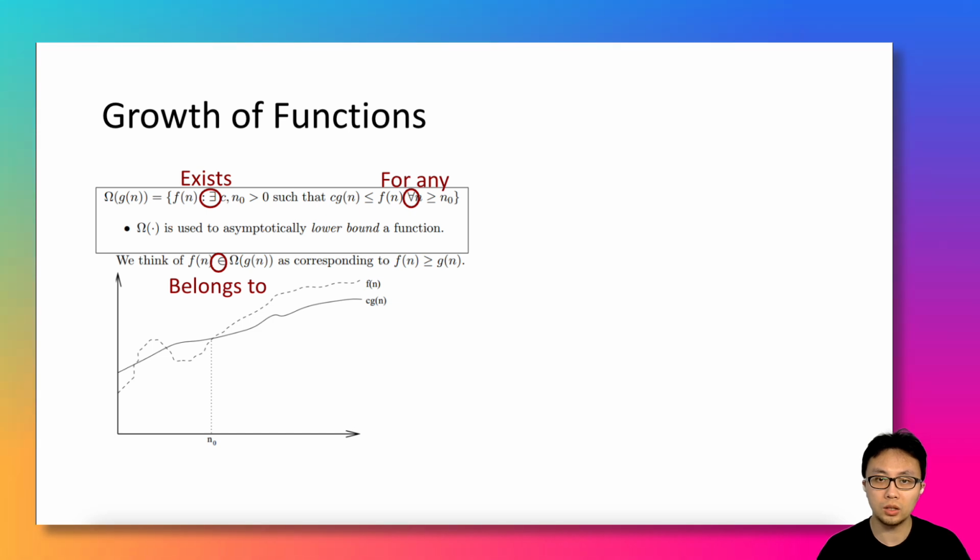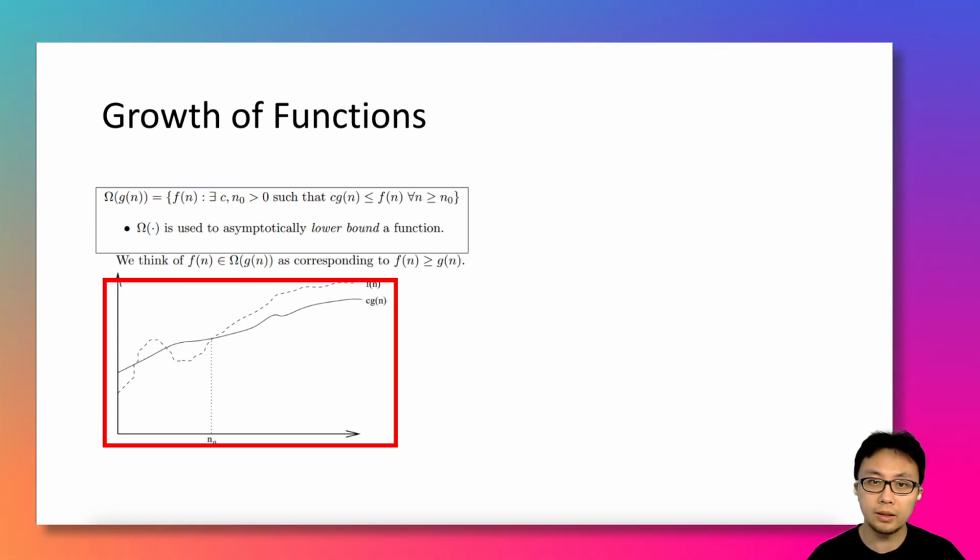So what's the relationship? Fn will always be bigger than or equal to c multiplied by Gn when n is bigger than or equal to the specific input size n0. Okay? Gn being the lower bound of Fn is expressed as Fn belongs to omega of Gn.